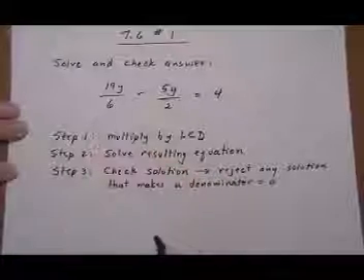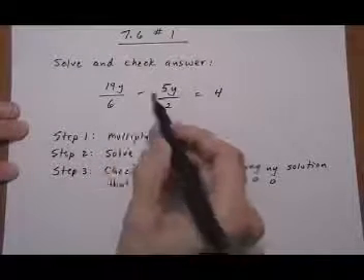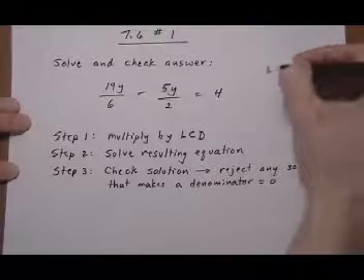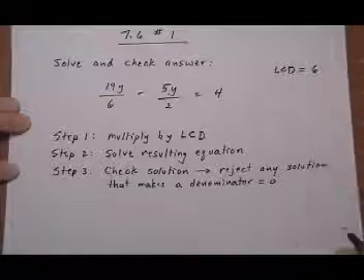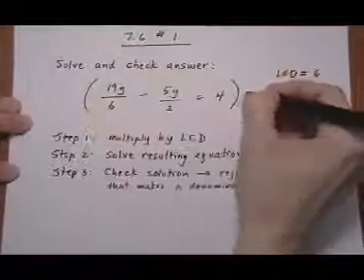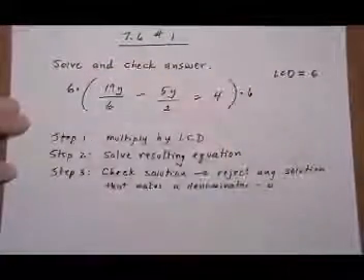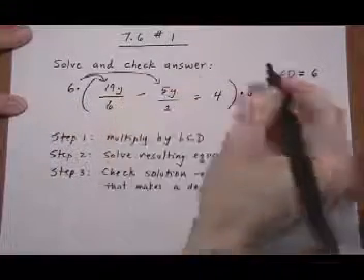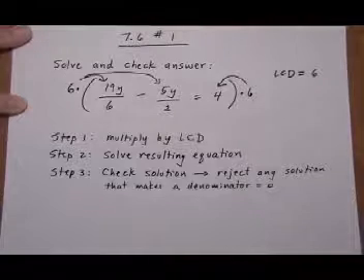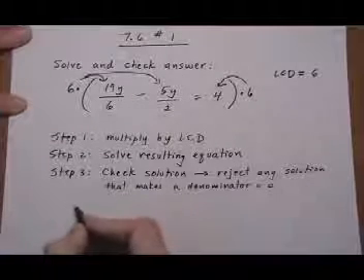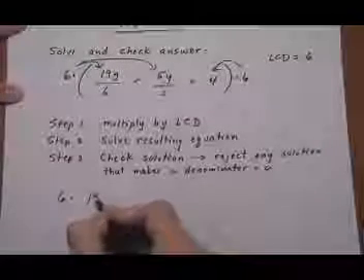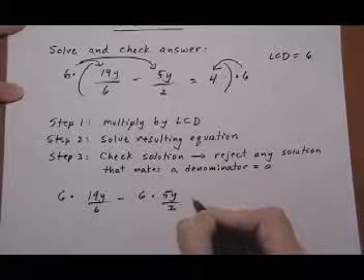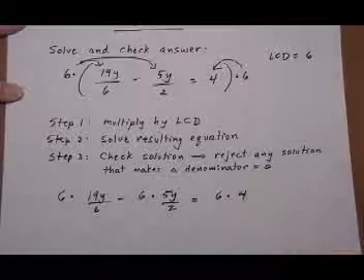All right, so let's start with this one here. We have 19y over 6 minus 5y over 2 equals 4. First we want to multiply by the LCD. Well, the LCD here would be 6. So let's multiply both sides of the equation by 6. When we multiply both sides of the equation, every single term in each side of the equation gets multiplied once by the multiplier. So that would give us 6 times 19y over 6 minus 6 times 5y over 2 equals 6 times 4.